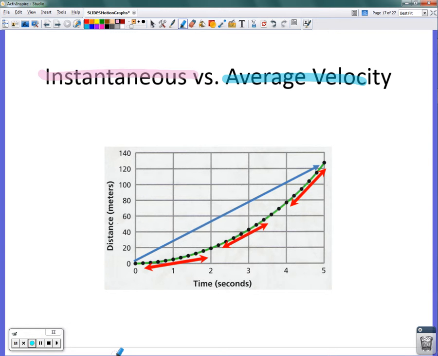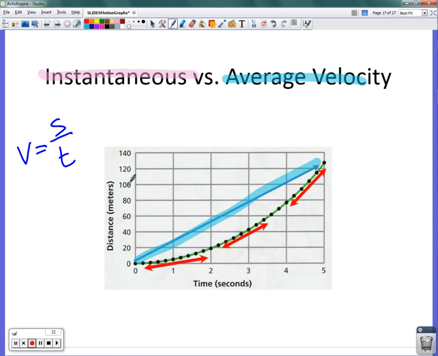Instantaneous versus average velocity. The red lines represent the velocity at one particular moment in time. The blue arrow represents the average velocity. Remember back from our discussion of a couple days ago that average velocity is related to the displacement over the time. Okay? S stands for displacement. Okay? Displacement is where we end versus where we started.